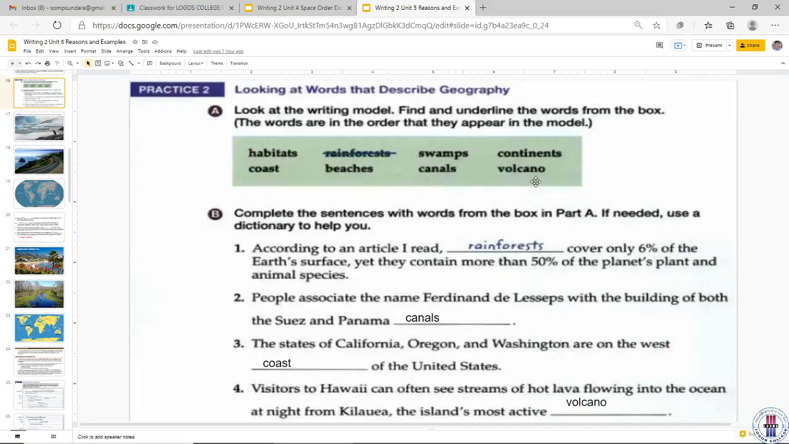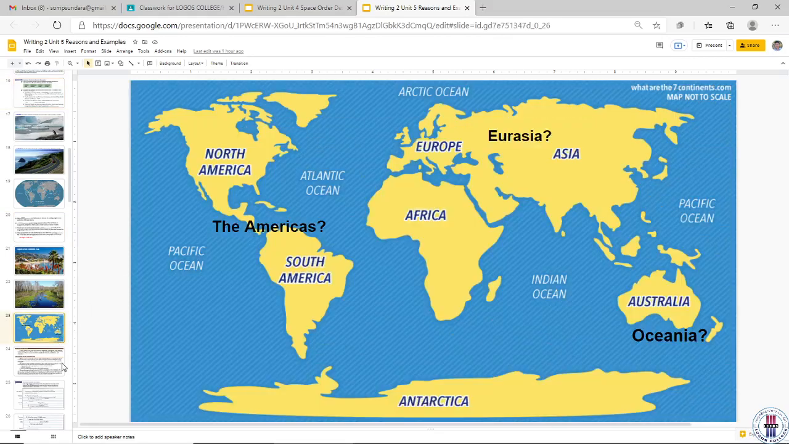And the last thing, a volcano. You all know what a volcano is, right? You can do this exercise. I filled it out for you.